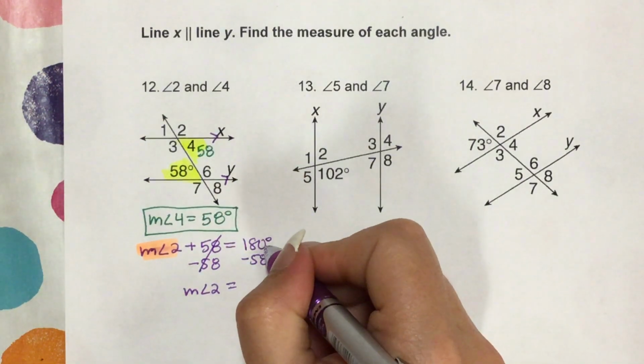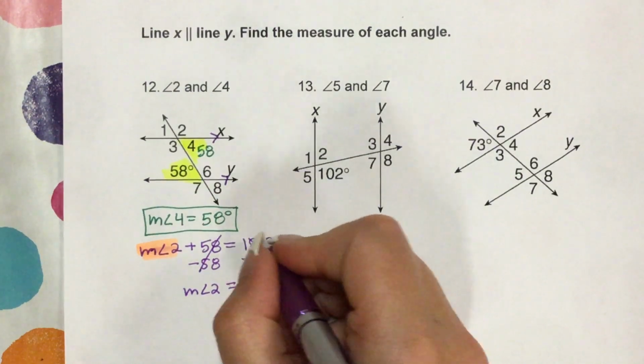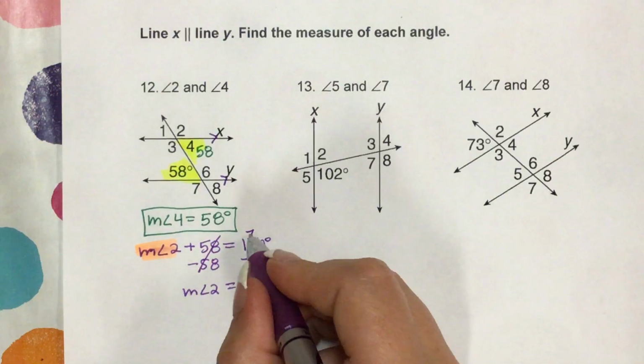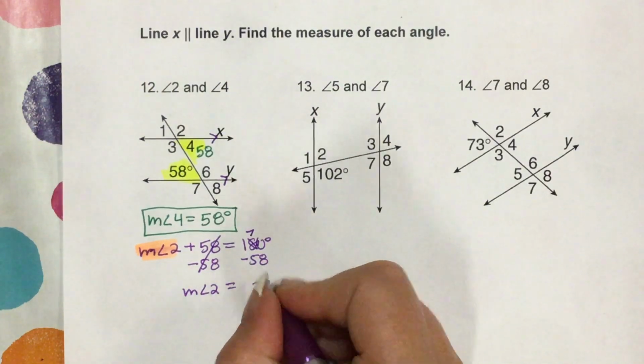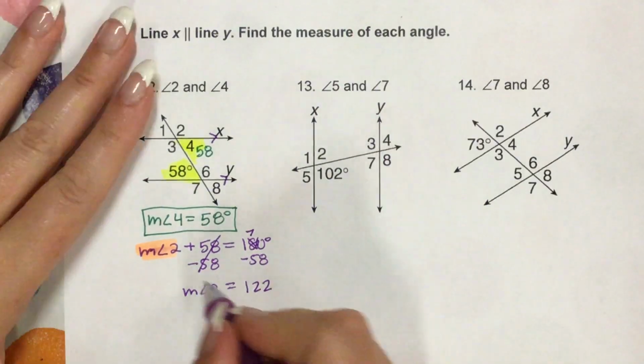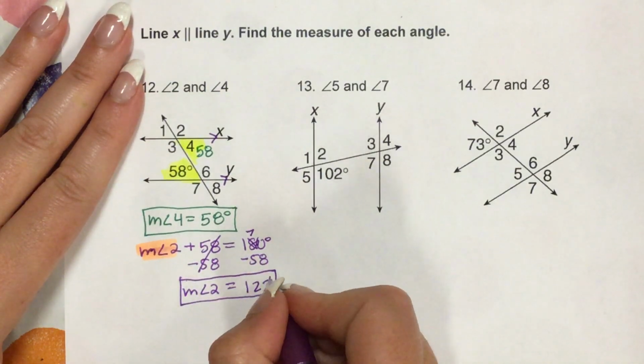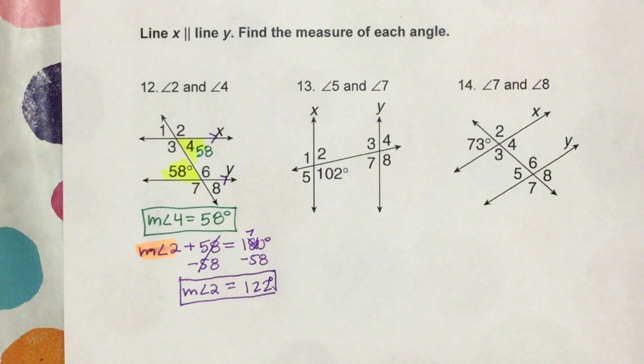Okay, 0 is not big enough. I have to borrow from the 8, making that a 7, and this a 10. 10 take away 8 is 2. 7 take away 5 is 2, and drop down the 1. So there you have it. The measure of angle 2 is equal to 122 degrees. All right, if you got both of those right, wonderful, magnificent, you are amazing.